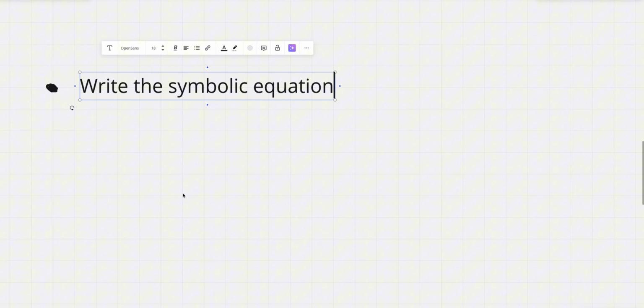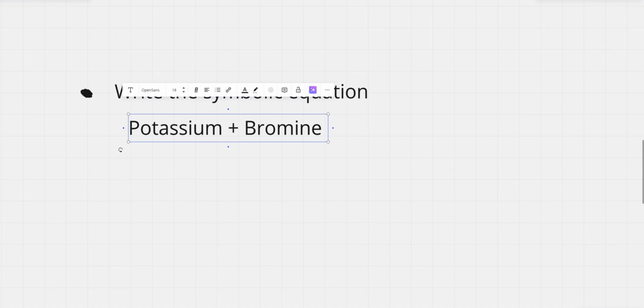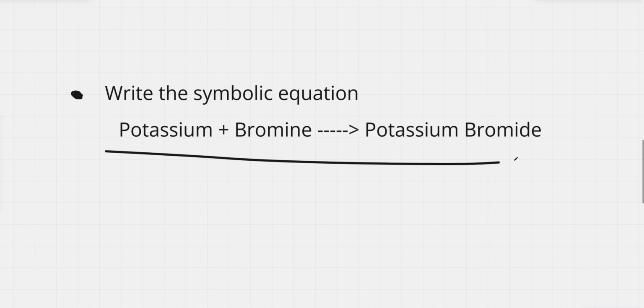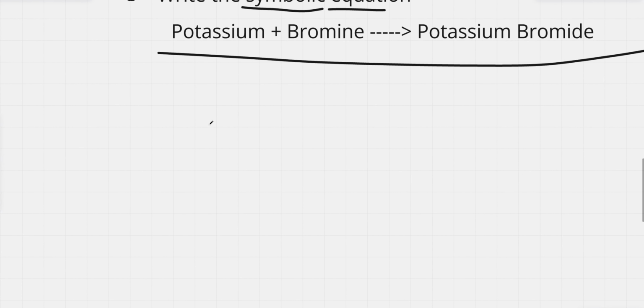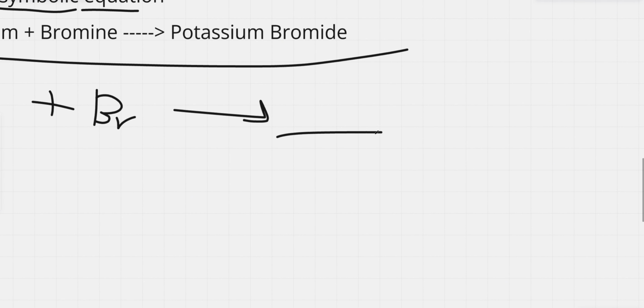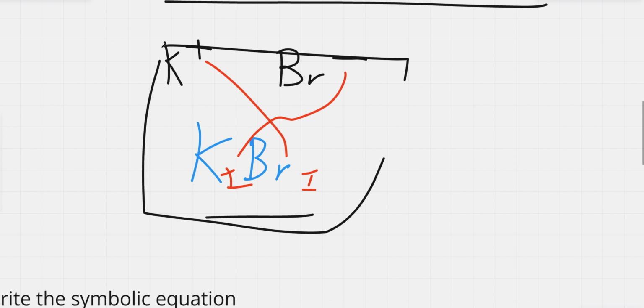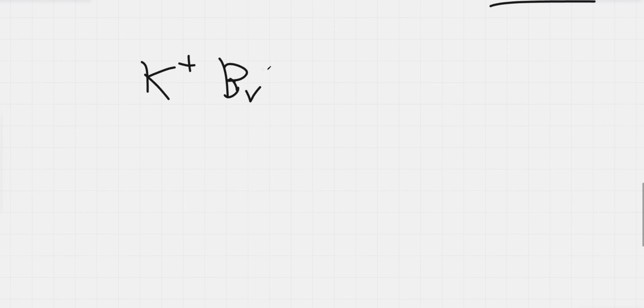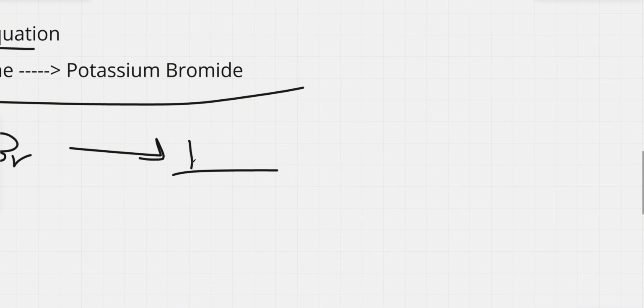Another question is, it may come like this: write the symbolic equation. Basically, you'll be given something like, let's use the same example, potassium plus bromine turns into potassium bromide. Now, this will be the question. We have to make this into a symbolic equation. So, how do you do that? We write potassium K plus bromine Br turns into potassium bromide. Like before, we use the same formula method here that we used before. So, K, Br, and plus, minus, so it turns into KBr. So our answer is KBr.